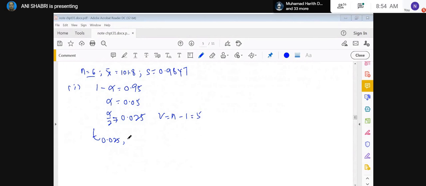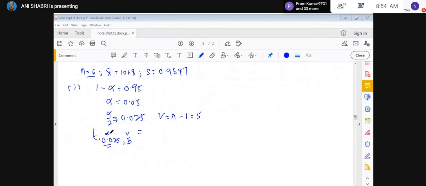V is 5. Okay, look from the table. Alpha is 0.05, 0.025, and V is 5. What is the value? Okay, look at alpha, this one, and V, this one.